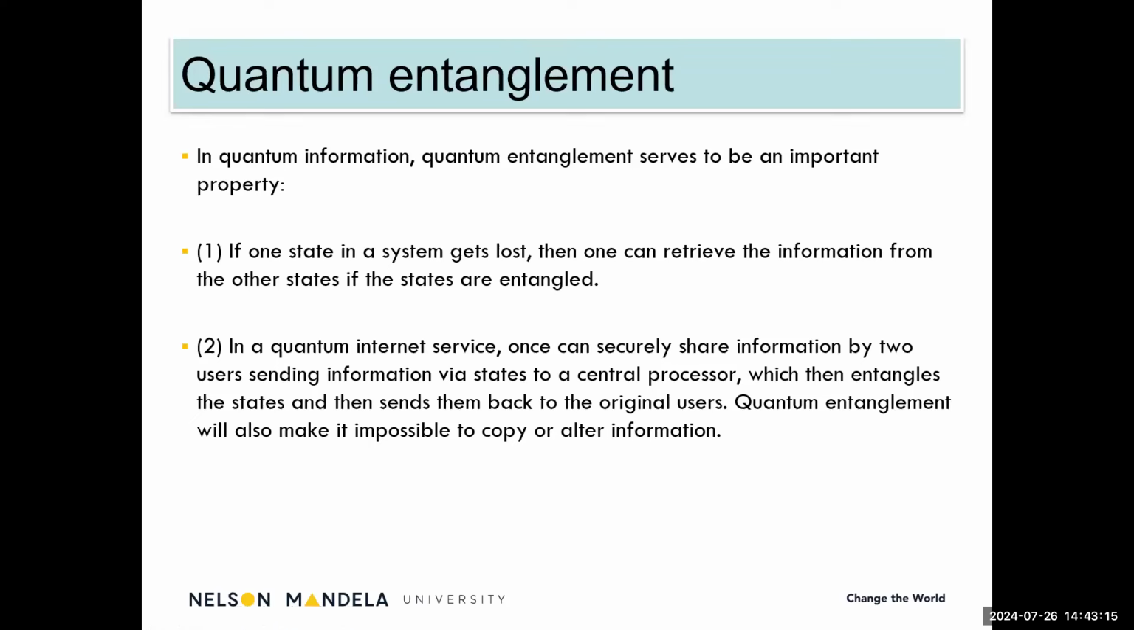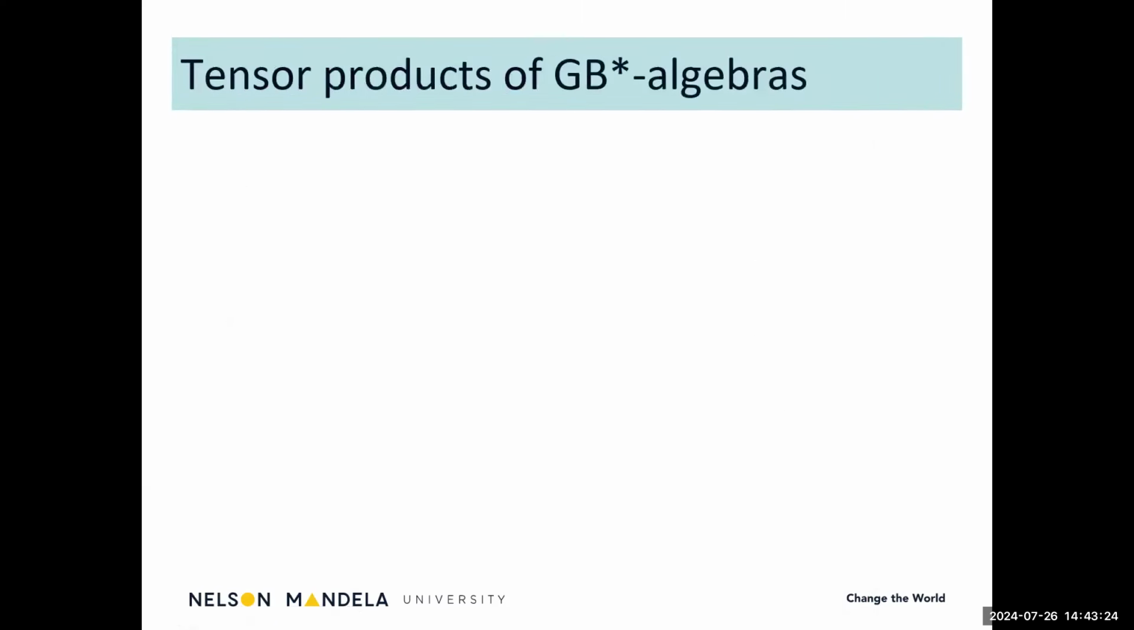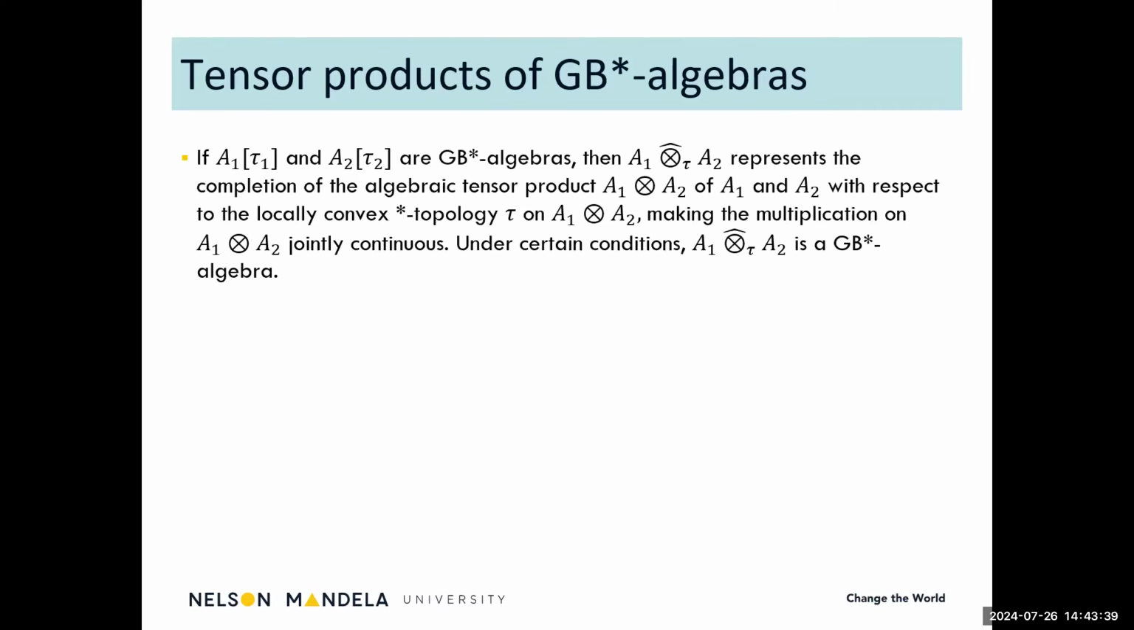Okay, so the question is, how do we handle quantum entanglement in our mathematical setup? For that, we require tensor products of GB star algebras. And this is actually work that was carried out by myself and Maria Fragoulopoulou and Atsushi Inoue back in 2009. We've published a paper on this, and this also appears in our book.